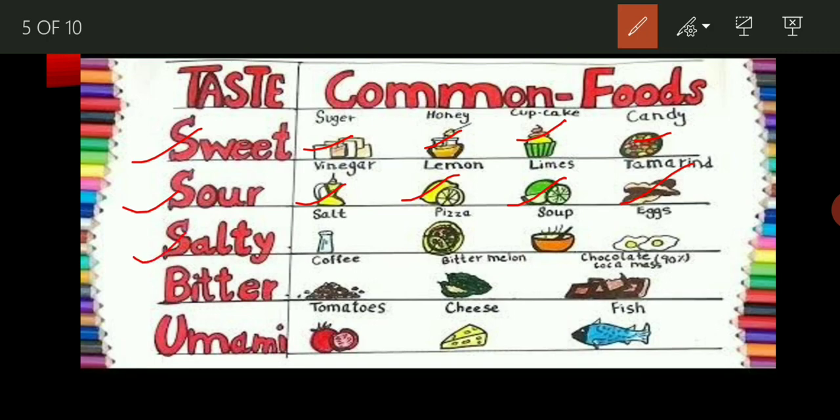Next one is salty, means salt, pizza, soup, eggs. These are the food items which are salty in taste. If we eat them, we get a salty taste. Bitter taste: coffee, bitter melon, chocolate or cocoa. It also contains the bitter taste if we are not including sugar in it. Okay. Umami taste means basically the meaty taste, you can say, which gives the taste of flesh or meat. So sometimes tomato, cheese, fish, mutton, chicken, these all contain the umami taste.